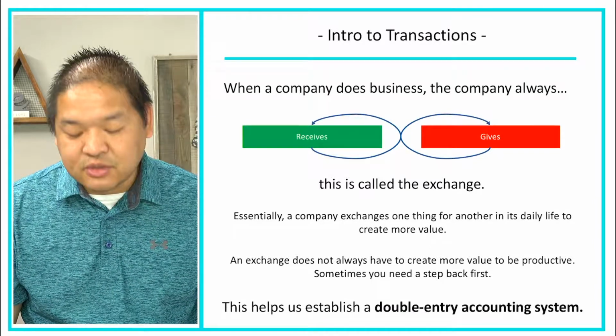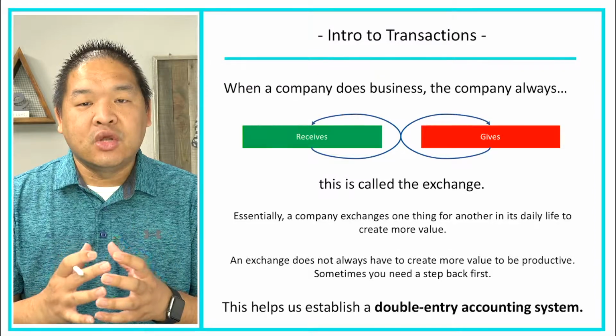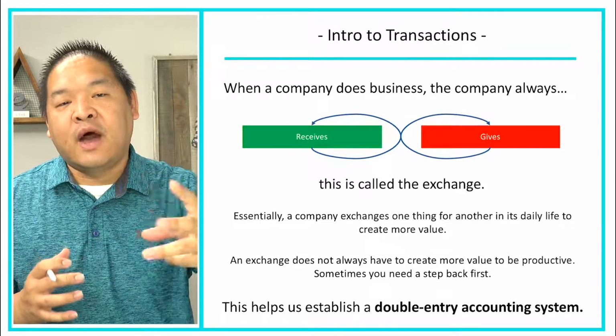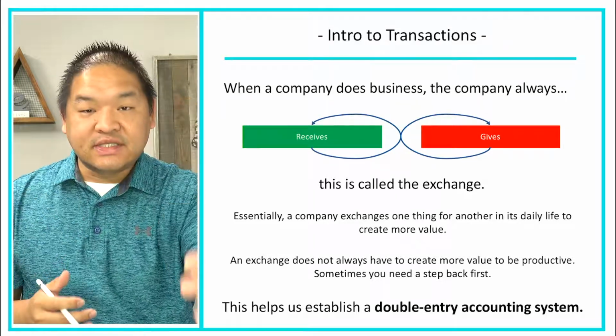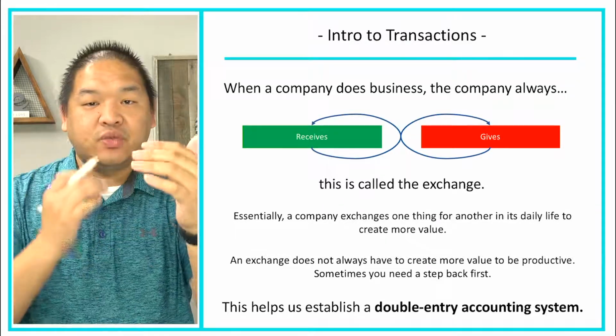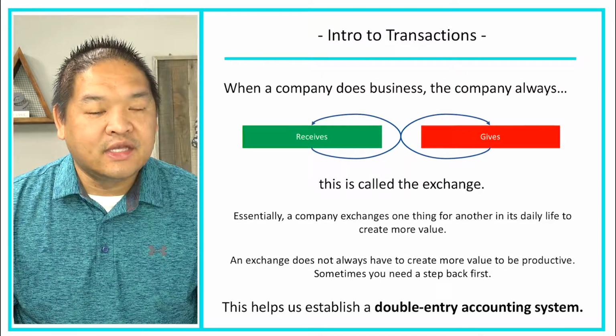Now, this helps establish what we call the double entry accounting system. When we talk about transactions, we're always going to have at least two sets of lines, because we're always giving and we're always receiving. And so because of that transaction, we have this double entry accounting system. We'll never have a single entry accounting system.